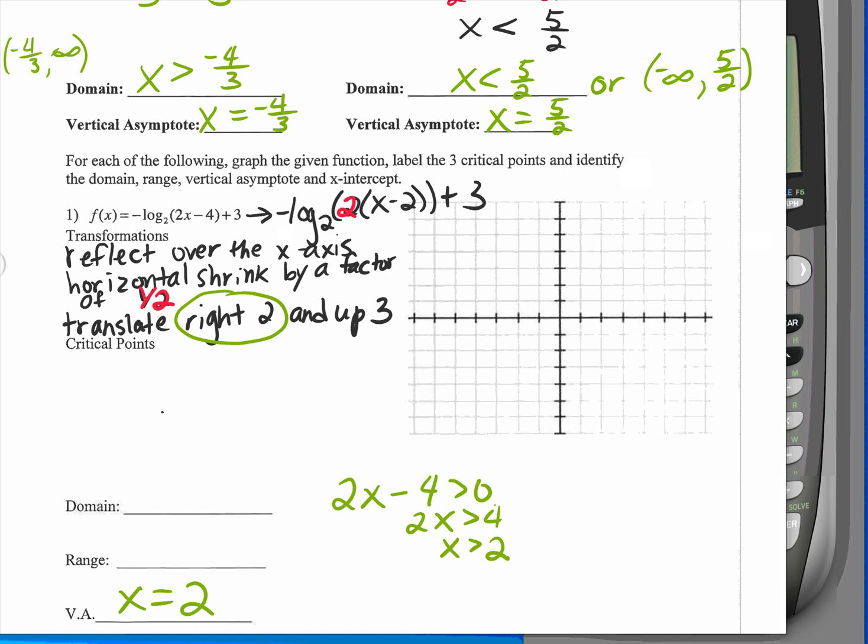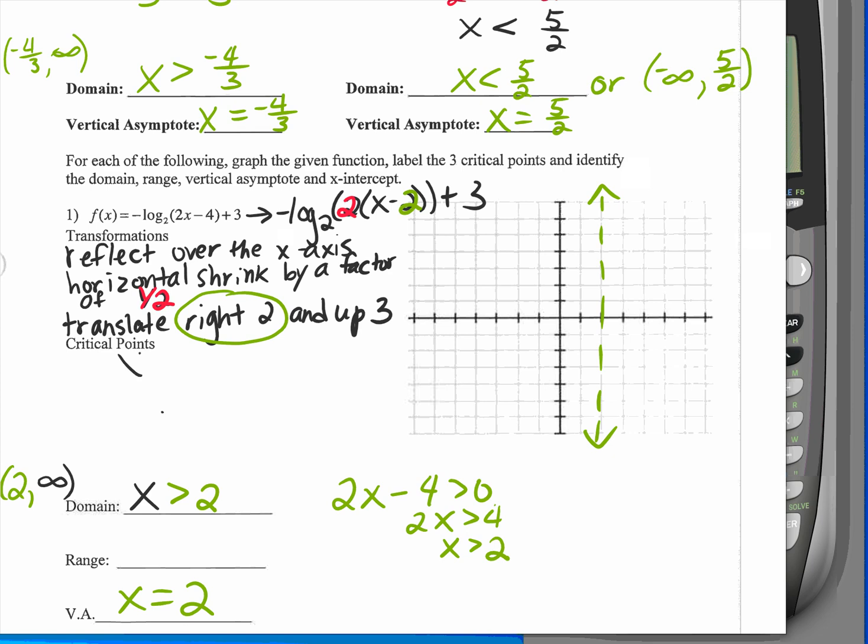But if we just work with the transformations, because we're translating to the right 2 from here, that gives us our vertical asymptote at x equals 2. I again abbreviated VA as standing for vertical asymptote. And then domain, we actually already solved for the fact that the domain is x is greater than 2. Or you can do 2 comma infinity if you would rather do that notation.